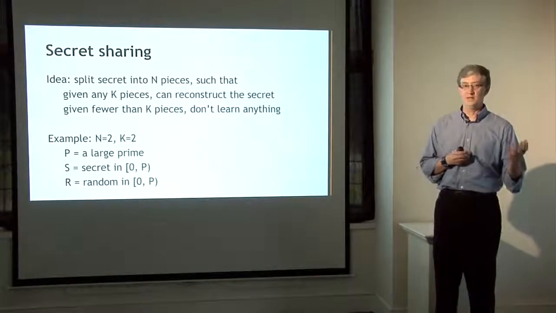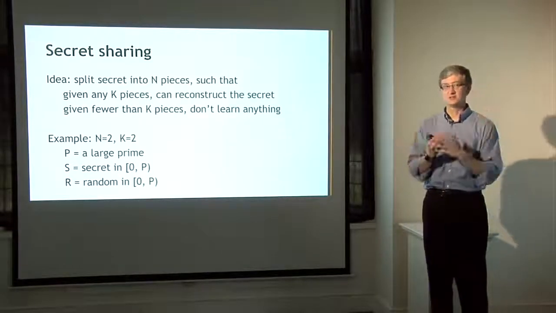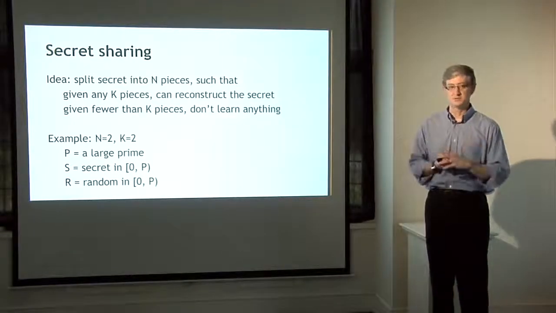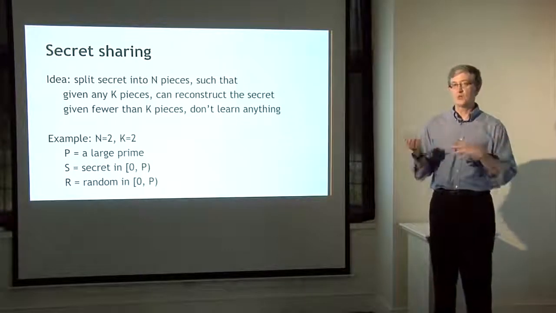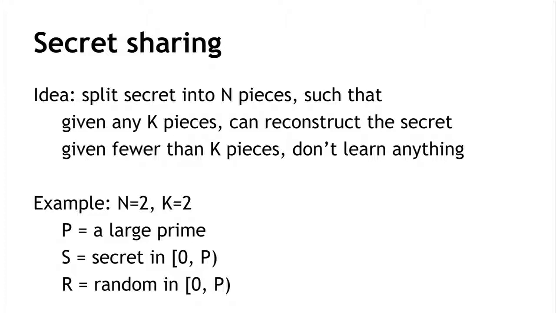So for example, we might have n equals 2 and k equals 2. That means we're dividing the secret into two pieces, and you need both pieces to put them together. And a specific way of getting n equals 2, k equals 2 secret sharing like this is as illustrated here. First we're going to generate a number p, which is a large prime number.